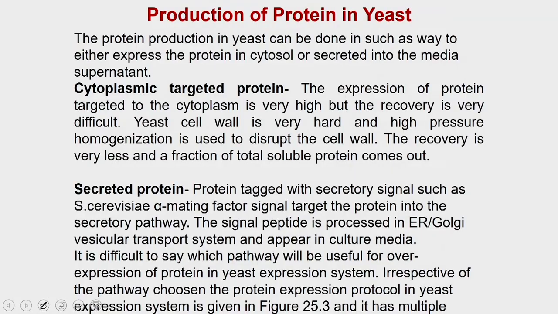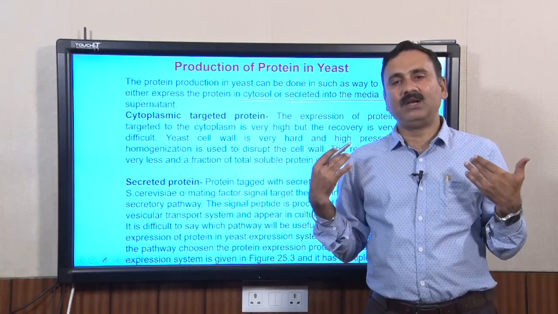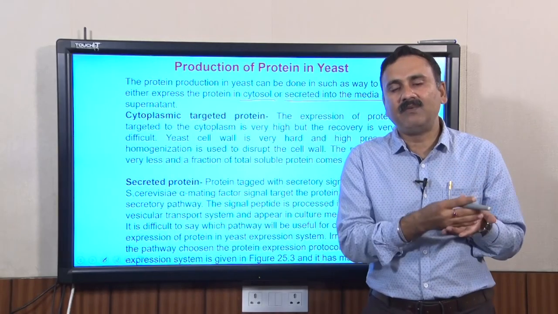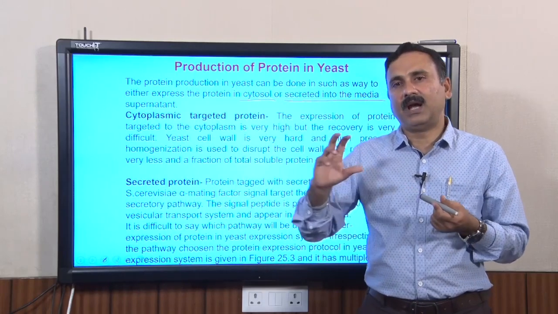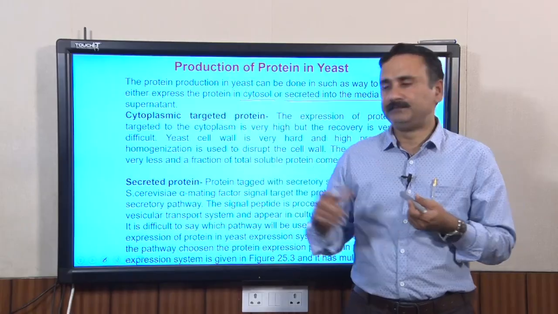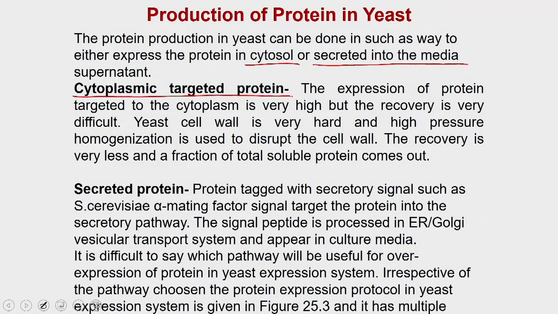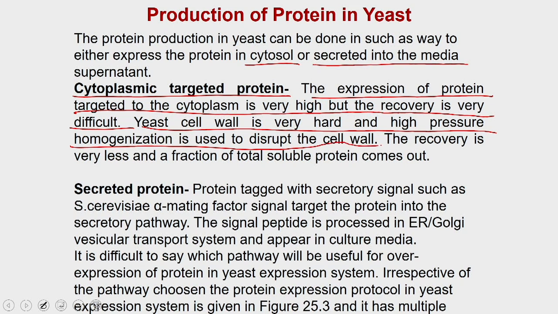You have the choice to produce the protein in the cytosol, or to secrete the protein into the external supernatant, and that depends on whether you have any kind of tag on the protein. If you have a tag on the protein, that protein is going to be secreted. For cytoplasmic targeted proteins, the expression is very high, but the recovery is very difficult. The cell is very hard, and a high pressure homogenizer is required to disrupt the cell wall. The recovery is very low, and only a fraction of the total soluble protein comes out.